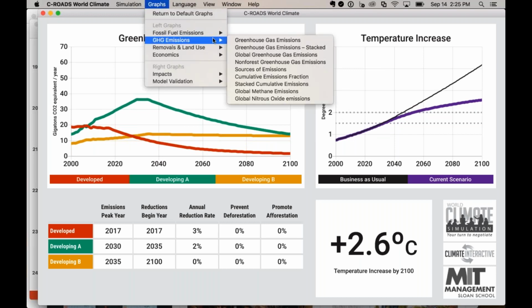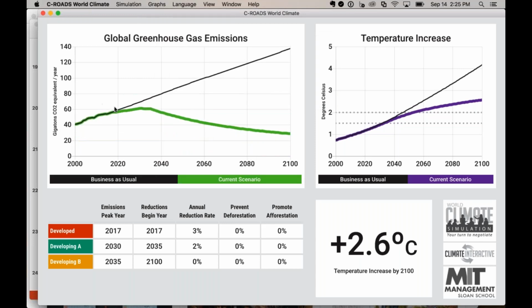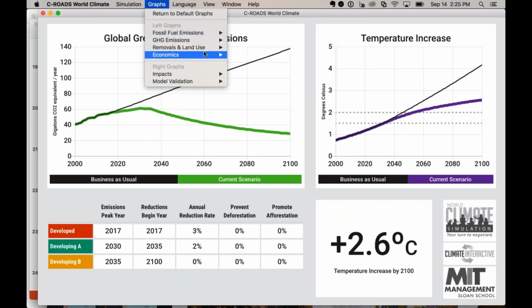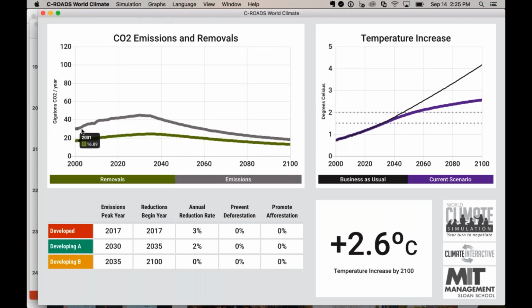We can look at global greenhouse gas emissions. And you can see that our emissions are starting to come down, but they're not enough. So if I go back over to what I was looking at before, the CO2 emissions right here, we got them to flatten, we got them to come down, but they're still higher than removals. So that means that flow into the bathtub is still happening at a faster rate than how much is draining out of our atmospheric bathtub. Therefore, CO2 concentration will rise, which leads to continued temperature rise.